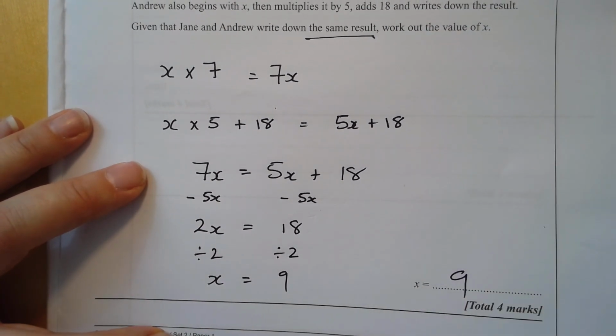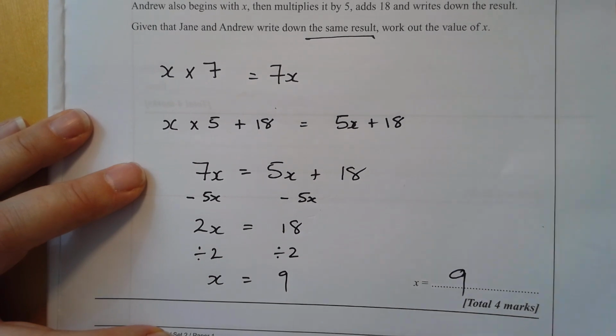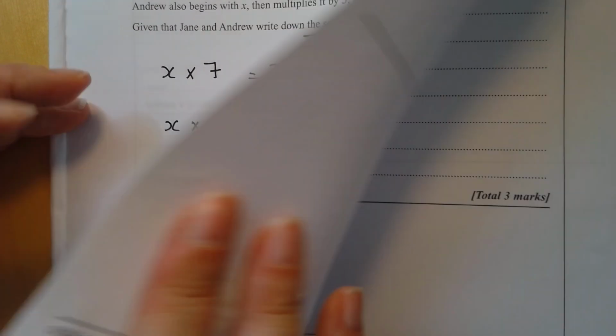x equals 9. Make sure you put it on the line. You can't just write 9, you have to put it as x equals 9 here, or you need to put it on the line here. Ideally put it on the line to get full marks.